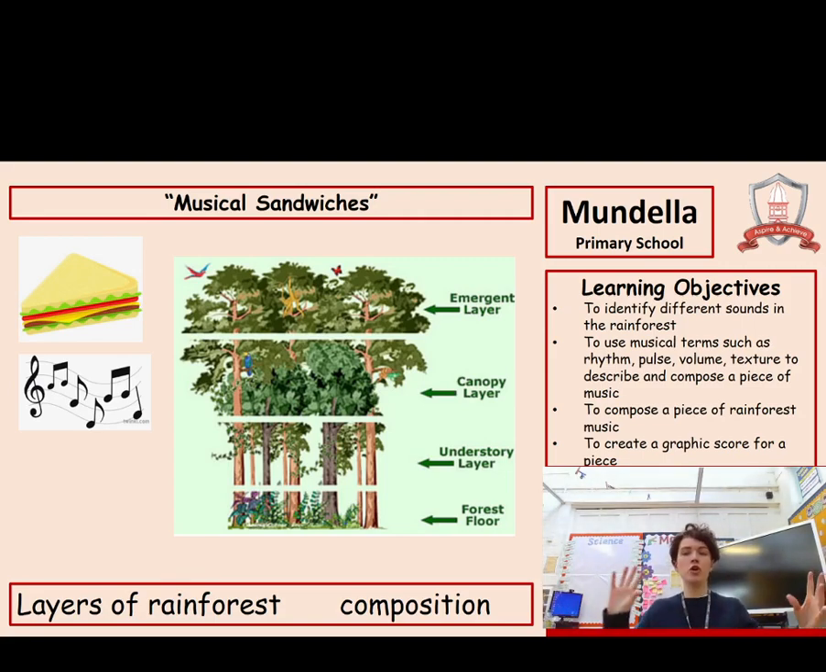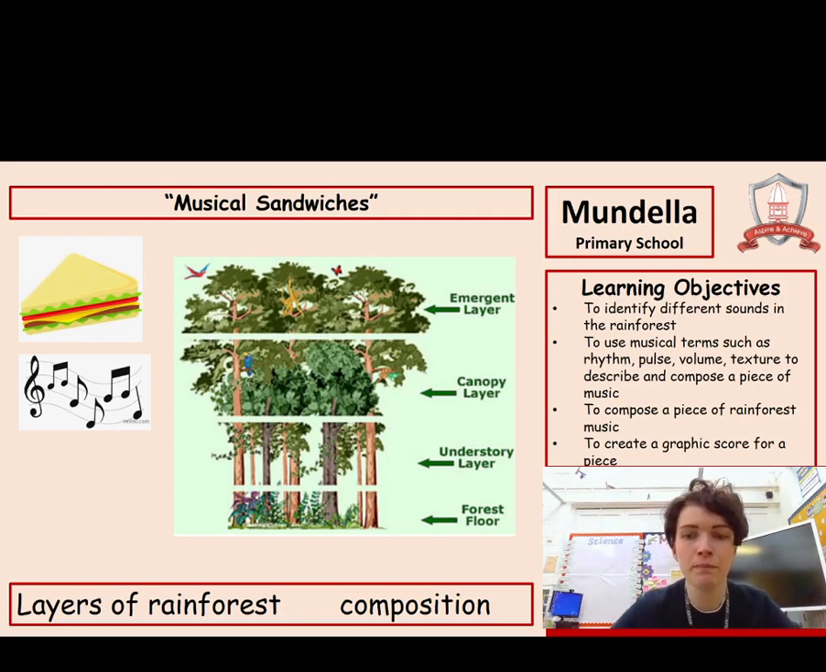Now, the way in which you're going to do this composition is thinking about the layers within the rainforest. That is something that we have covered quite a lot so far in our topic lessons, both in science and also in geography. So hopefully the layers of the rainforest is quite a familiar topic to you. The 3 layers that we are going to focus on for this composition are the forest floor, the understory layer, and then the canopy layer.